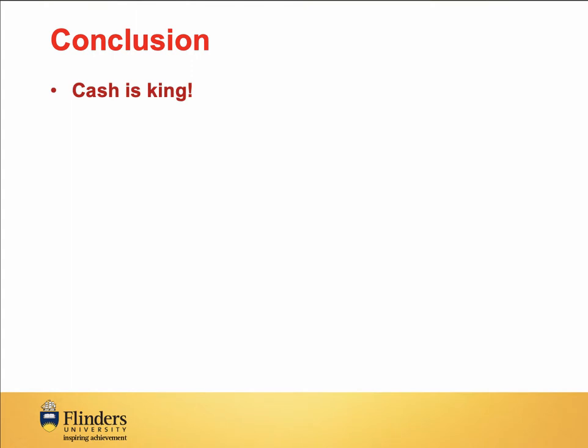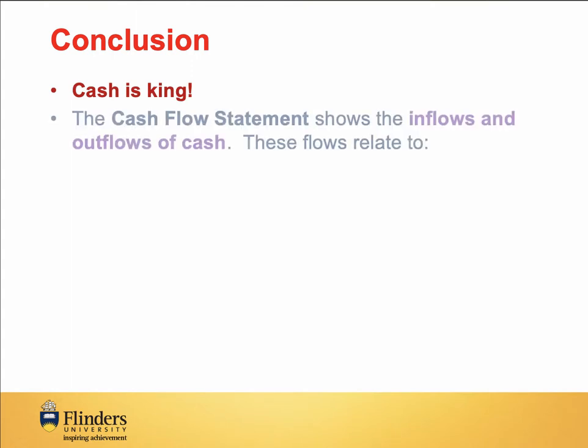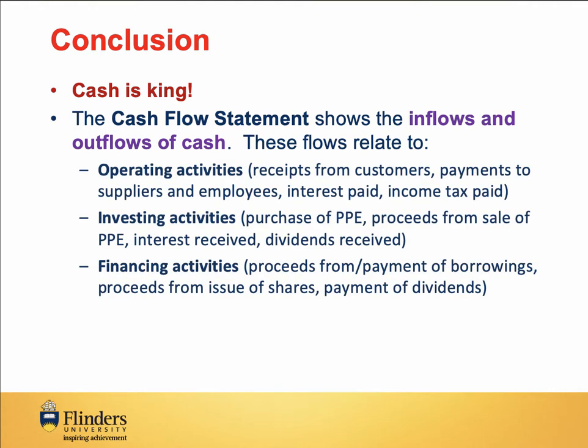So, in conclusion, remember cash is king. The cash flow statement shows the inflows and outflows of cash, and these relate to three different activities as we talked about: operating activities, which include receipts from customers, payments to suppliers and employees, interest payments, and income tax payment. So, regular or day to day activities of the business. These are relevant to the main activities, the main operations of the business.